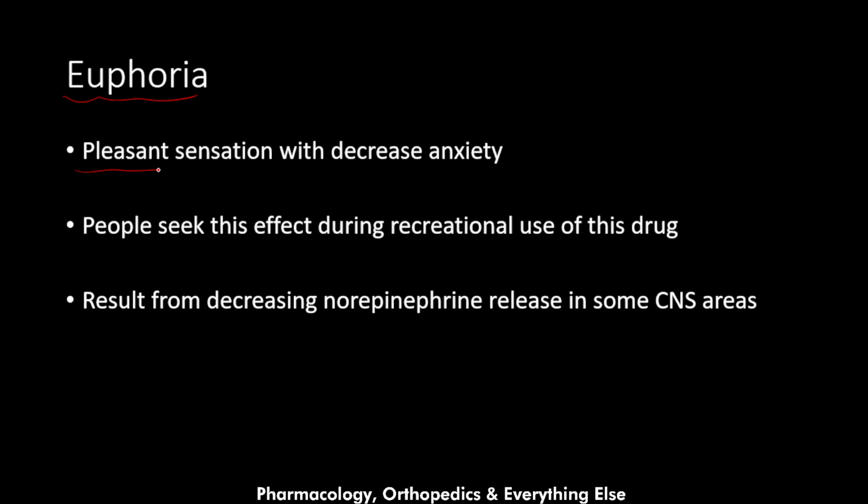The second central nervous system effect is the euphoria. This is a pleasant sensation with decreased anxiety, and people seek this effect during recreational use of this drug, and it results from decreasing the norepinephrine release in some CNS areas.